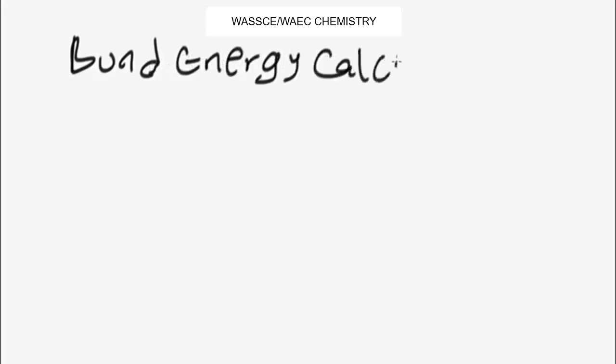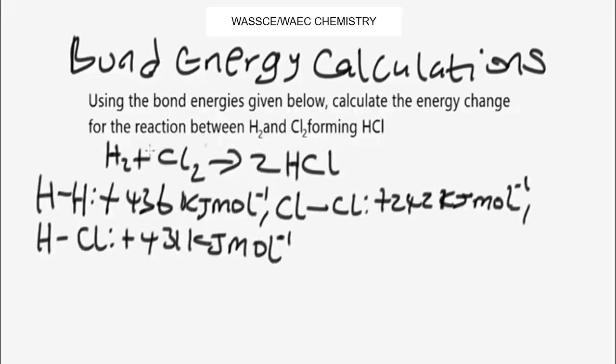So let's wipe this. Okay, so we're looking at bond energy calculations. Now, let me get this question that will help us understand how to deal with the calculation very well. Let's get a typical question on this. Okay, guys, let's look at this typical question. It says, using the bond energies given below, calculate the energy change for the reaction between hydrogen molecule and chlorine molecule forming HCl molecule. So this is the balanced chemical equation for the reaction.